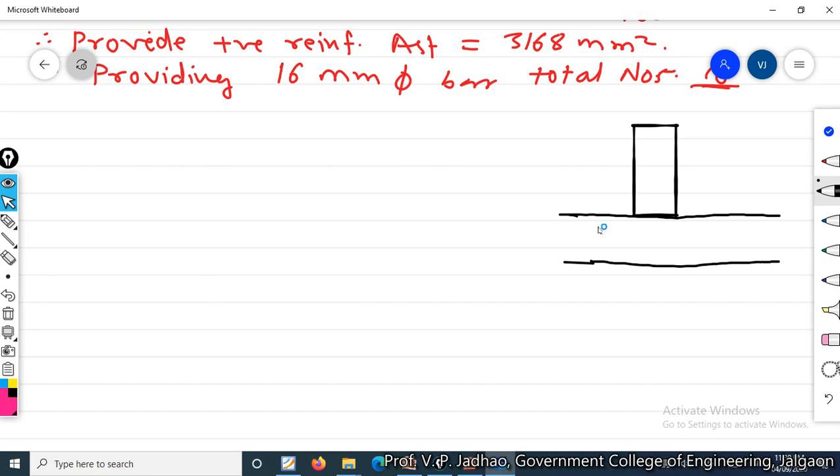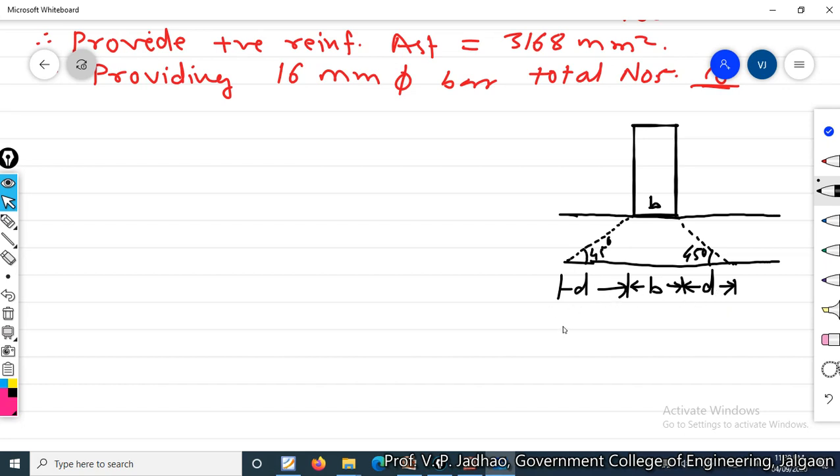Now, the steel reinforcement is provided in such a manner like this. This is having a 45 degree angle. This is the width of our column. And as this is 45 degree, therefore this will be D. This distance will be B, and this distance will be again D, that is the effective depth of your column footing.